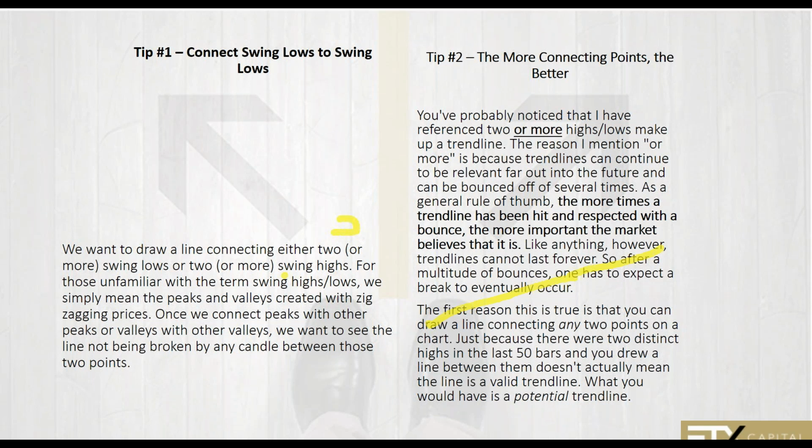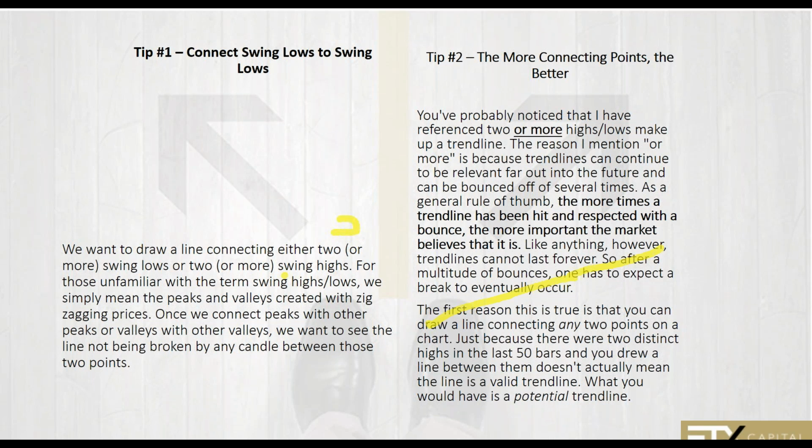Now, part 2 or tip 2, you probably noticed that I have referenced 2 or more highs or lows. The reason I mention "or more" is because trend lines can continue to be relevant far out in the future and can be bounced off of several times. As a general rule of thumb, the more times a trend line is hit and respected with a bounce, the more important the market believes it is. Like anything, however, trend lines cannot last forever. So after a multitude of bounces, one has to expect a break to eventually occur.